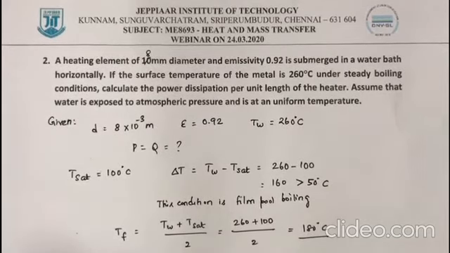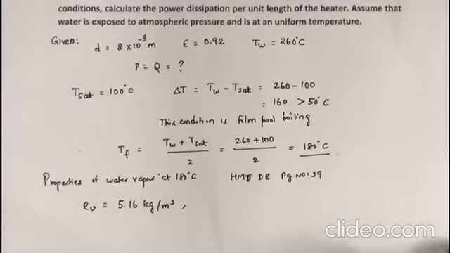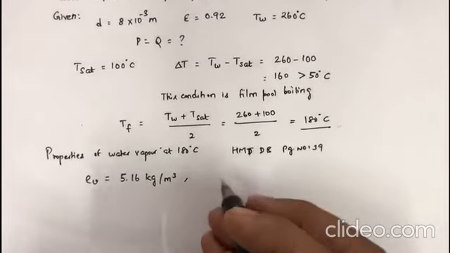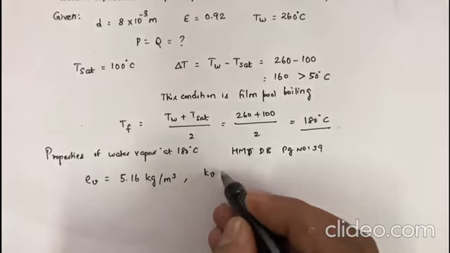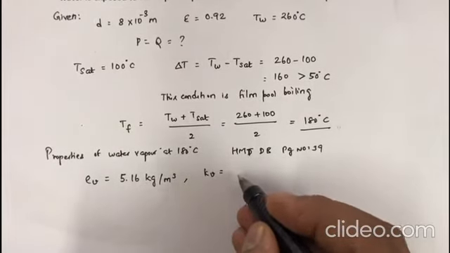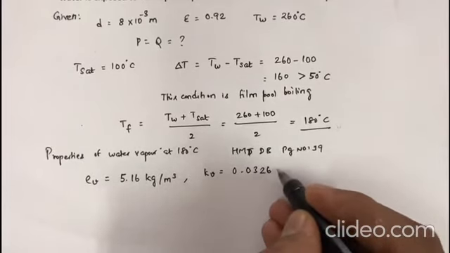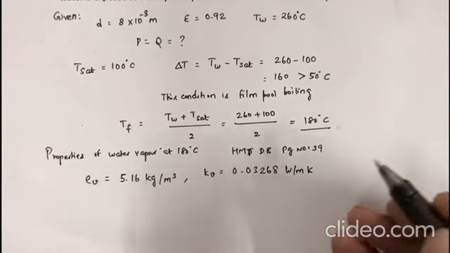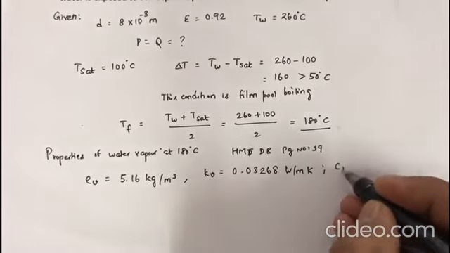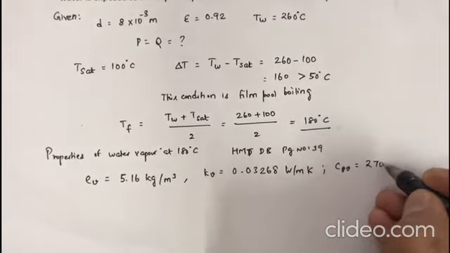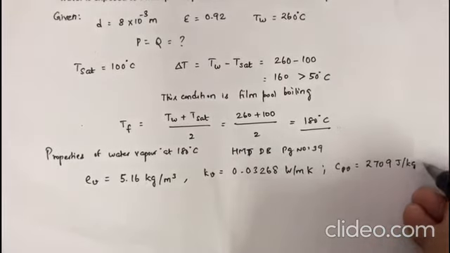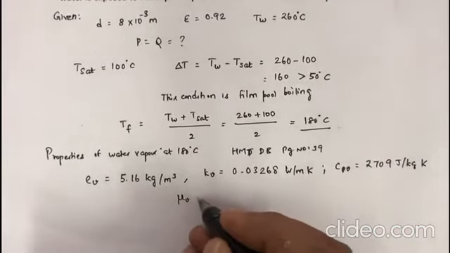You have to find out rho V, which is the density, 5.16 kg per meter cube, and Kv, which is the thermal conductivity of the vapor, watt per meter Kelvin, and then the specific heat capacity of the vapor, 2709 joule per kg Kelvin, and the dynamic viscosity of the vapor.